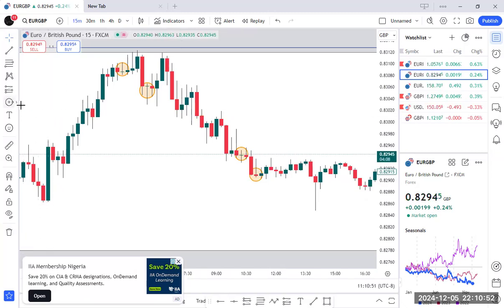This is a hammer candlestick pattern. This is a hammer, like the normal hammer that we always know. This is it, a hammer candlestick. Let me write it down. This is a dodgy.